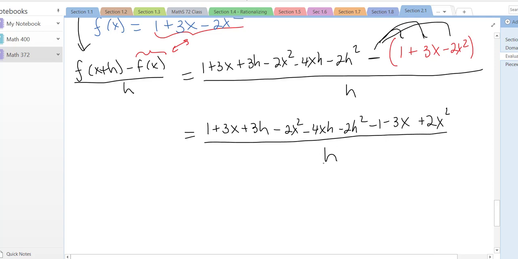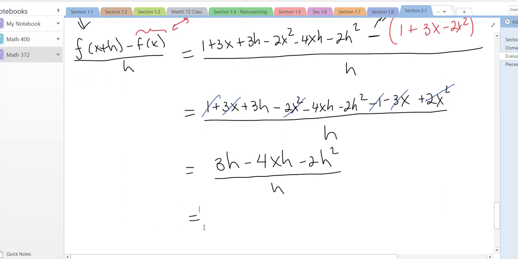And remember, our goal is to cancel this h, so check this out. This is pretty cool. Combine like terms. I have my constants, 1 and negative 1. Those are going to cancel out. 3x, I'm looking for another x, and it's minus 3x, so those are going to cancel out. And then 3h, I don't have another, just h. Negative 2x squared plus 2x squared, those cancel out, which is quite nice. So what are we left with? 3h minus 4xh minus 2h squared. The whole thing divided by h.